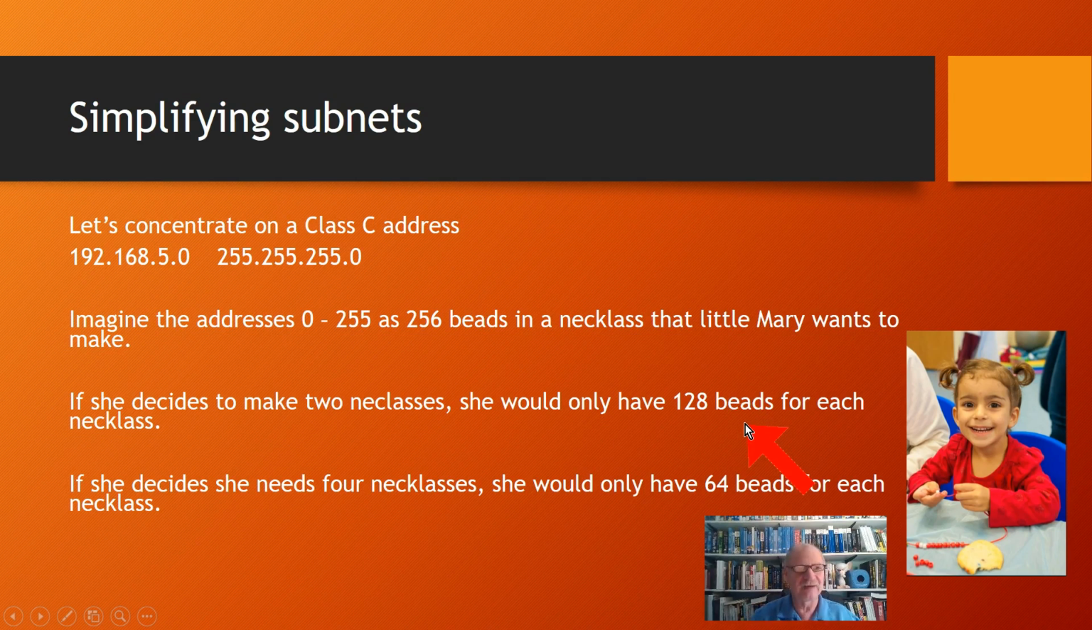So she's kind of up a tree here. Every time she divides it again, she loses a few more beads to cracks. But if she wants to make four necklaces, one for a sister and so on, maybe she's got a sister and an aunt, and she wants to make four, so now she only has 64. Well, not really 64, right? Two less, 62 for each one.